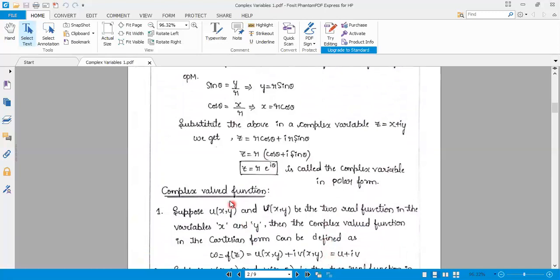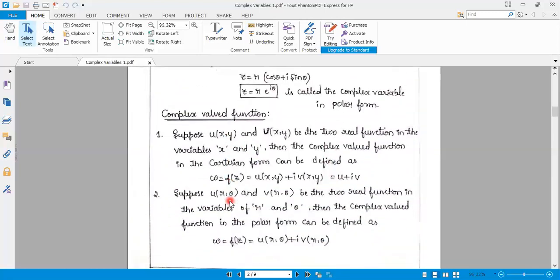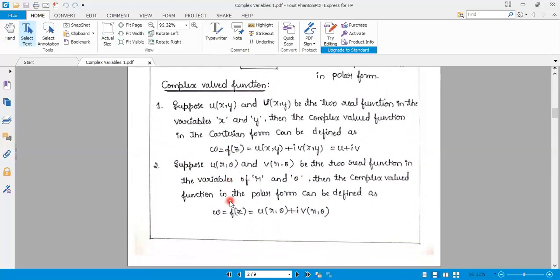Now let us move on to the complex valued function. Suppose u and v are two real valued functions of x and y, then the complex valued function can be written as w equals f of z, which equals u plus iv, where u and v are functions of x comma y. And we can also write the complex valued function in polar form, where u and v will be functions of r and theta.